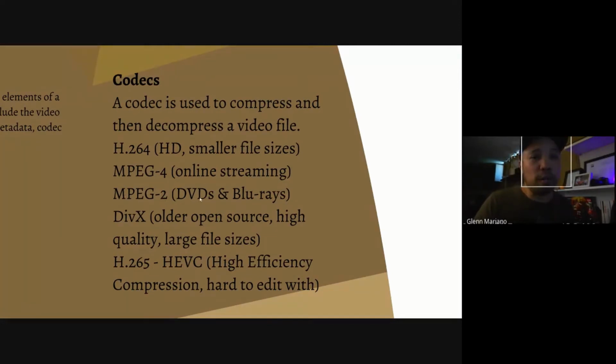MPEG-2 is an older codec. It was used for DVDs and Blu-rays. DivX is even older. It's open source and high quality, but it also produces large file sizes. That's why H.264 is popular today, because it's good at compression, but it can also stream at pretty high quality. And then the newest codec is H.265, which is a high efficiency compression video codec.